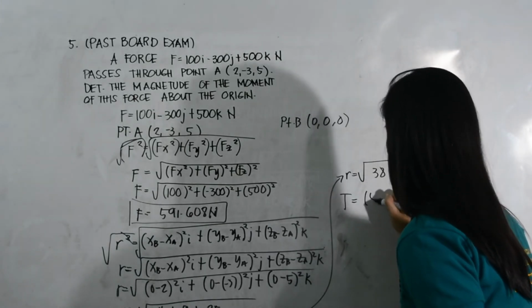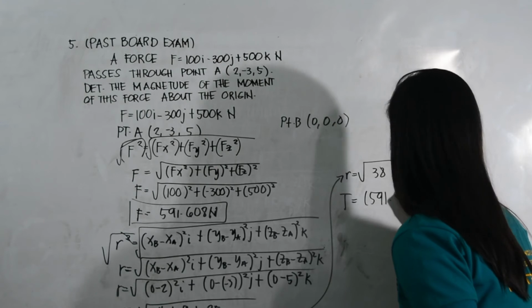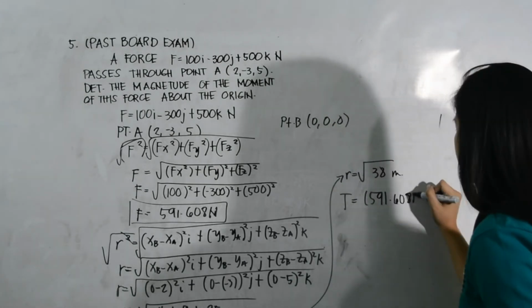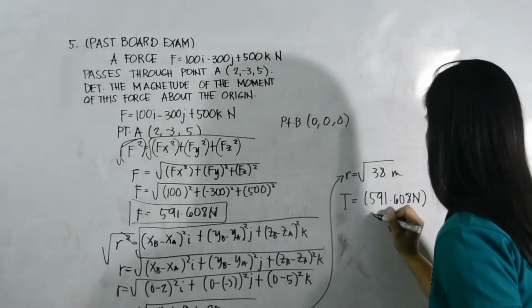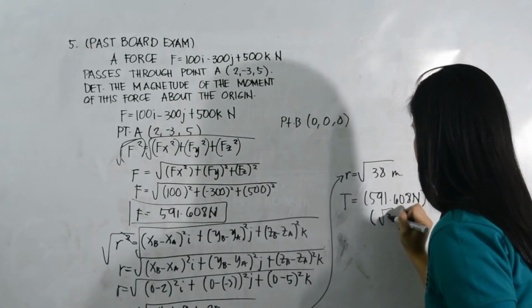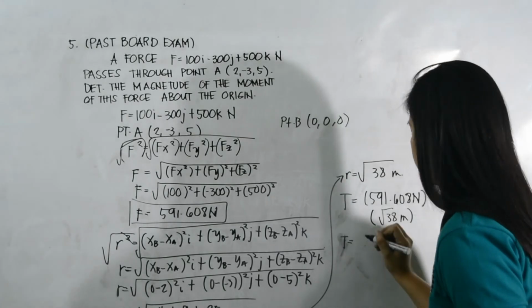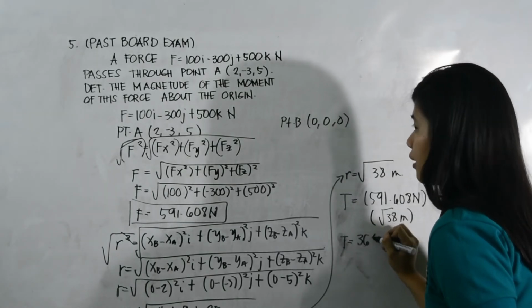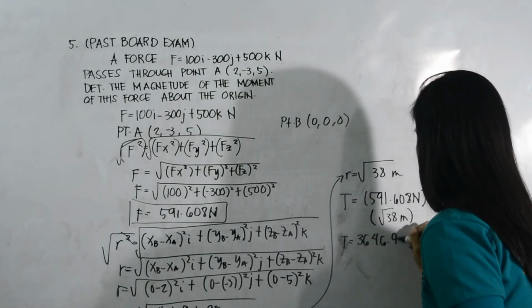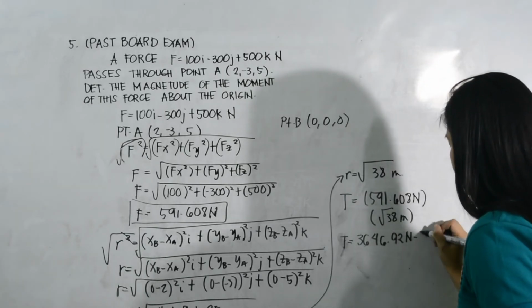So that's 591.608 Newton times the square root of 38. That will be 3,646.92 Newton meter.